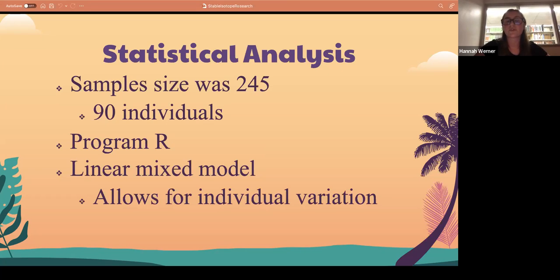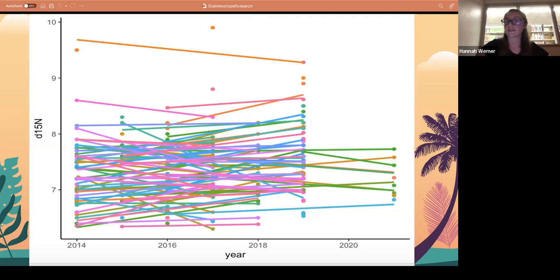We then used program R to make a linear mixed model. This linear mixed model is super important for our data because it allows for that individual variation, which is what we're focusing on. So what it does is it allows for each individual turtle to have their own y-intercept, but then also make all these individuals into one slope. So then that way we don't have some weird crazy graph like this.